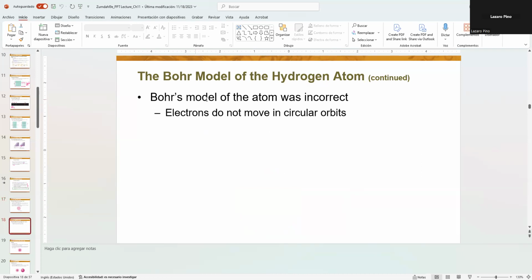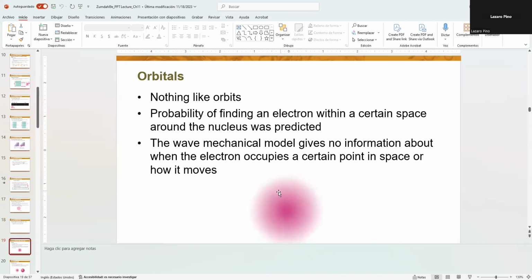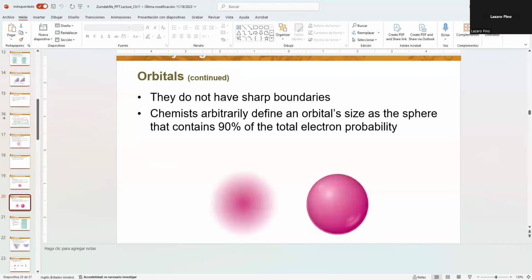Bohr's model of the atom was incorrect because the electrons do not move in circular orbits, as we have seen before. According to quantum mechanics, the orbitals are the region of space where you can find the electron with a higher probability. They do not have sharp boundaries. Chemists arbitrarily define an orbital's size as the sphere that contains 90% of the total electron probability.